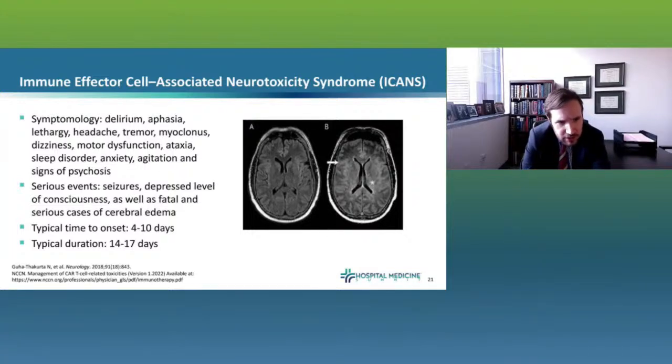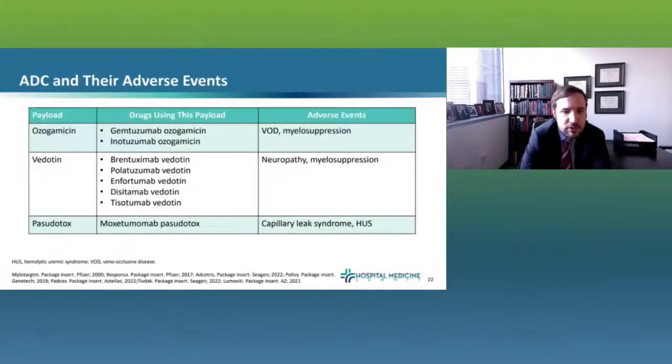Typical time to onset, 4 to 10 days. Typical duration, 14 to 17 days. In comparison to CRS, which I mentioned can happen within hours or days of getting the cells, ICANS, or the neurotoxicity, tends to occur a little bit later than the CRS, and it can also last a little bit longer. And we're going to talk about in a bit the treatment of these things specifically.